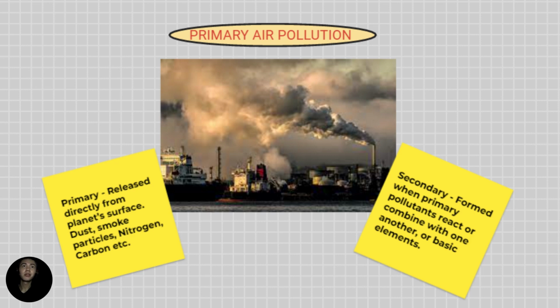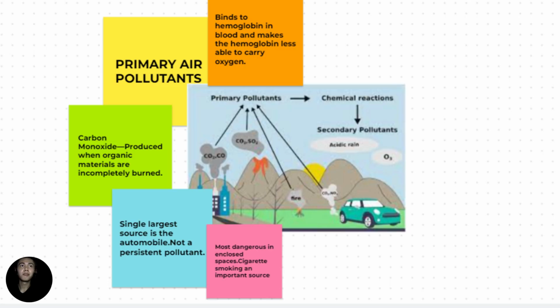And next, primary air pollution. The primary is released directly from the surface: dust, smoke particles, nitrogen, etc. Secondary forms when primary pollutants react or combine with one another or with basic elements. A primary air pollutant is an air pollutant emitted directly from a source. A secondary pollutant is not directly emitted as such, but forms when other pollutants, primary pollutants, react in the atmosphere.